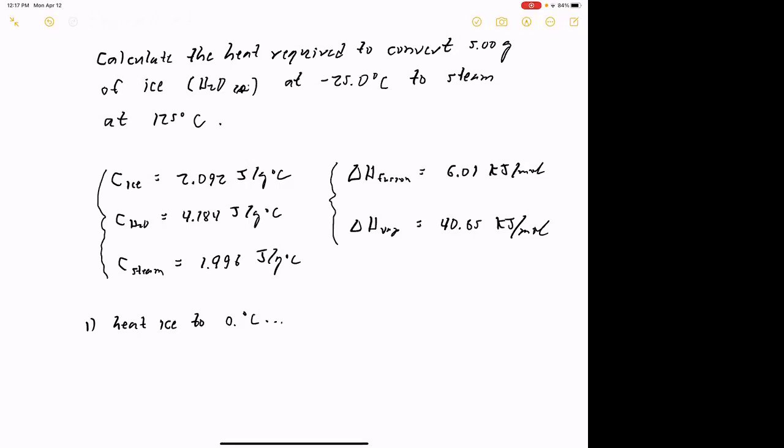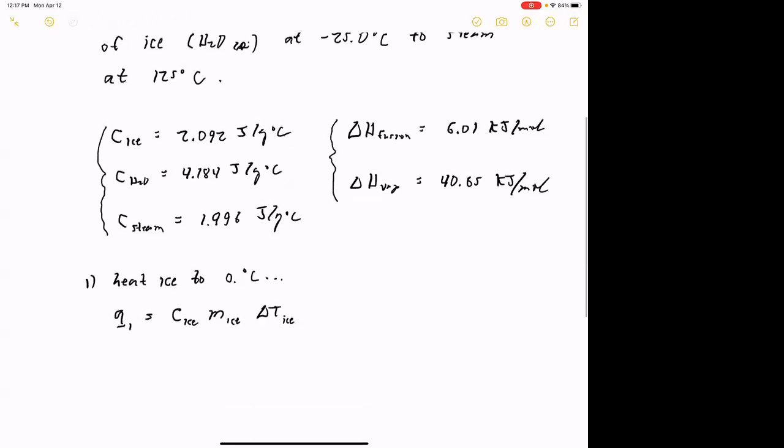So in this case, all I'm doing is heating the ice up. The equation I want to use there, and I'll call that Q1 since that's my first Q to calculate, is just Cm delta T, right? So it's the specific heat of the ice times the mass of the ice times the delta T that the ice undergoes. So all I have to do now is plug my values in. The specific heat for ice is 2.092 joules per gram degree C.